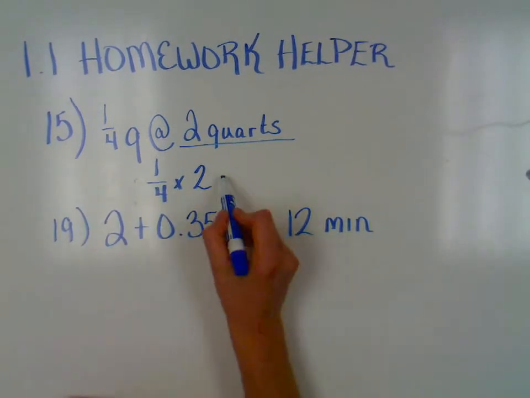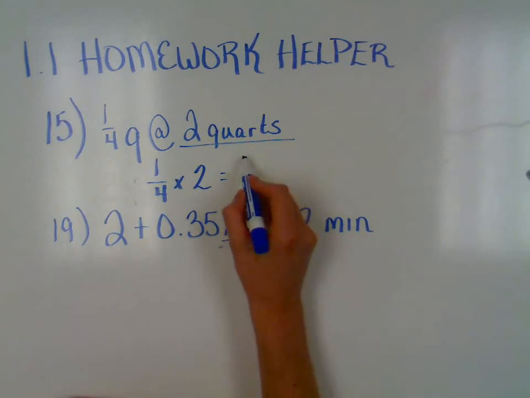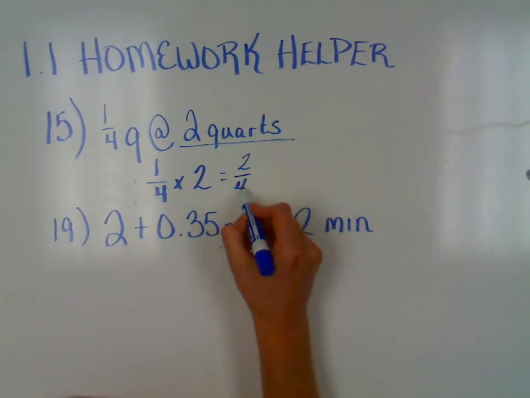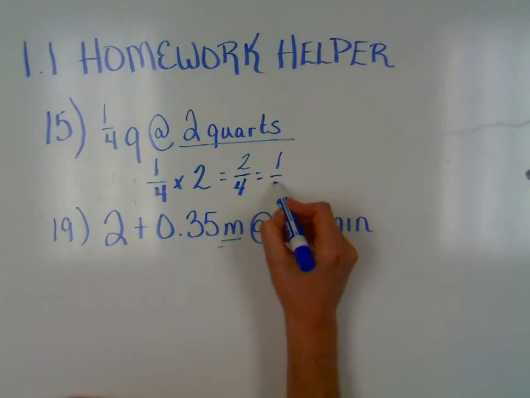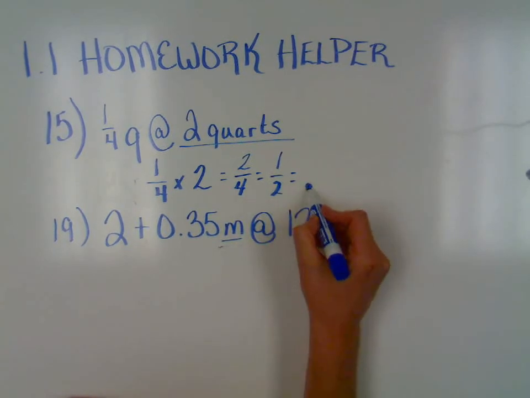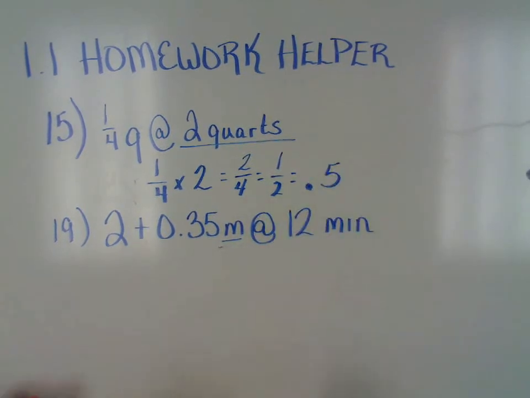Of course, we can just multiply this out long way. It's not a difficult question. That's going to change into 2/4, which reduces to 1/2, or if you'd like that answer as a decimal, 0.5. So you're going to end up needing 1/2 cup of lemonade mix.